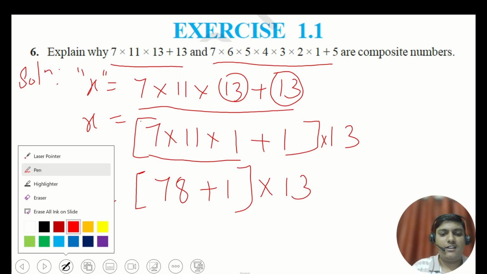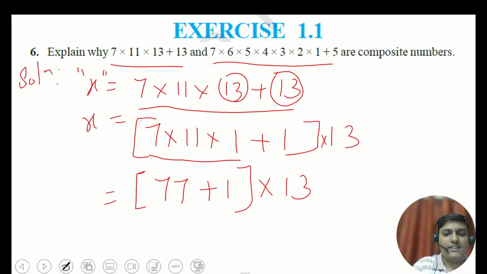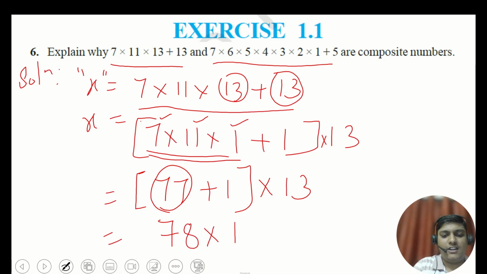Correct? Sorry, I missed this. One second. This would be 77 only, na? It is into. This is 77 only. See here, 7 into 11 into 1 it is. So basically 77 plus 1. Then here it is 78 into 13. Correct? So my x is 78 into 13.